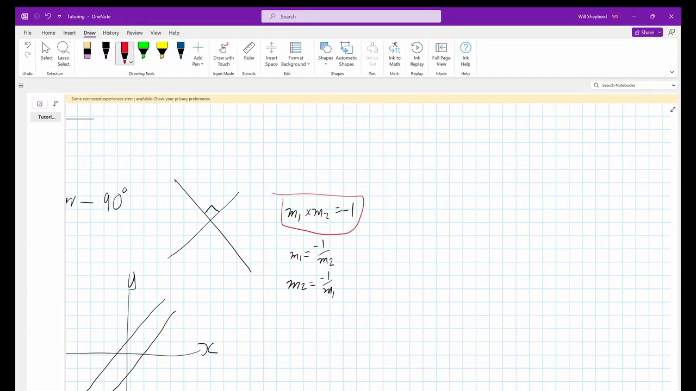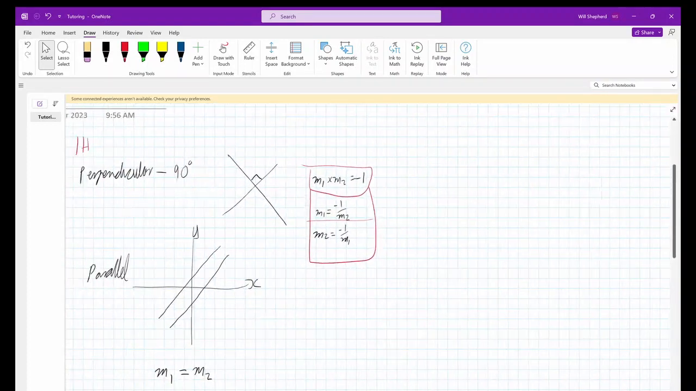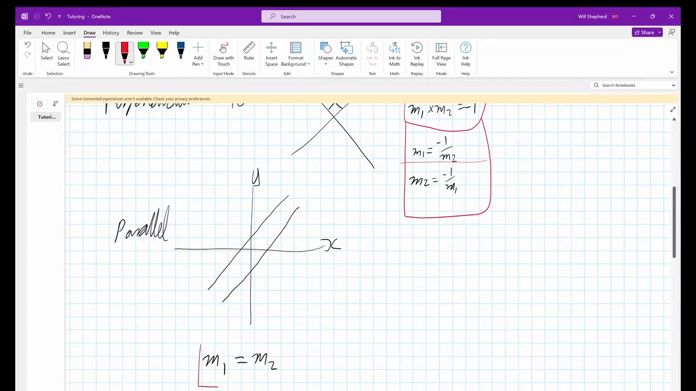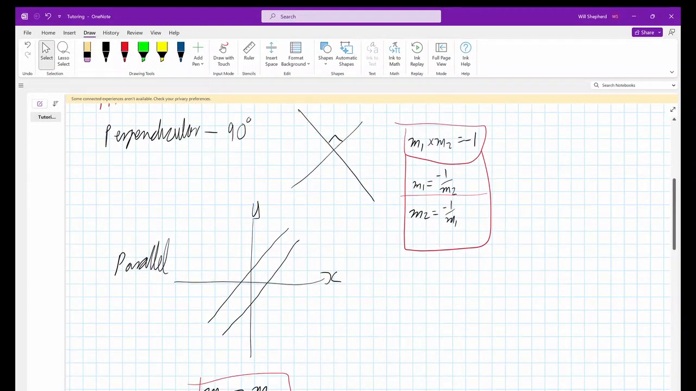So these are maybe some things to write down at the start of the chapter. So parallel lines, the gradients are equal to one another, and perpendicular lines are related inversely to one another. That is what we're going to do.